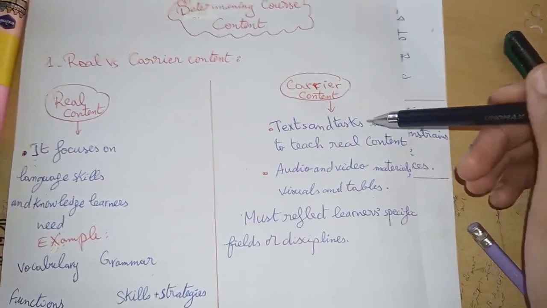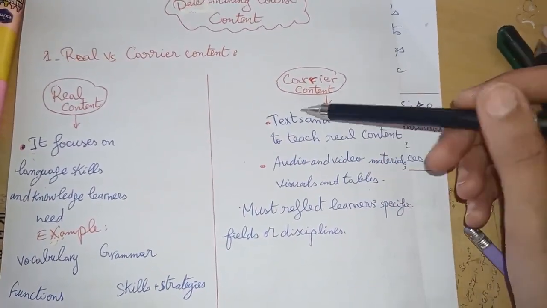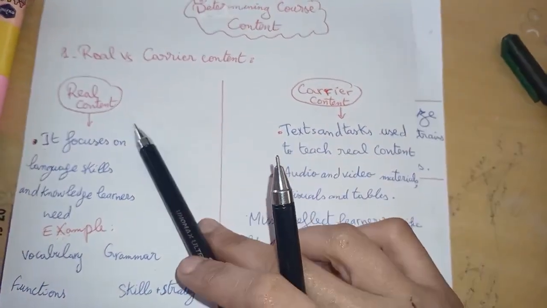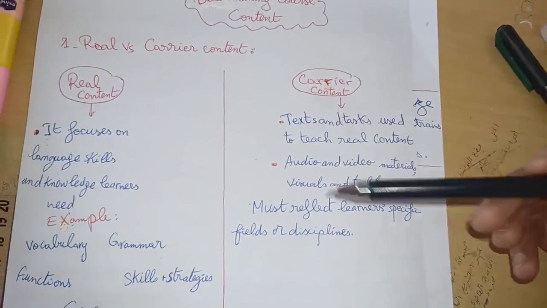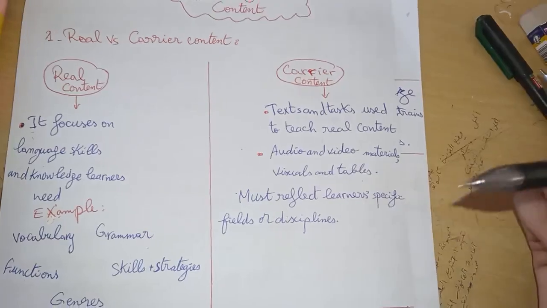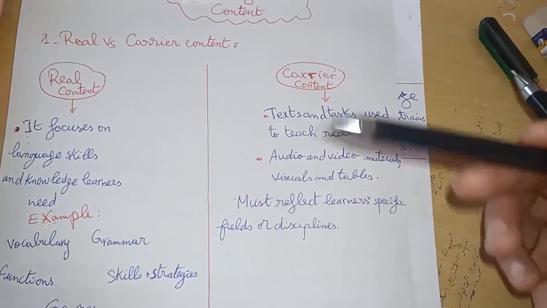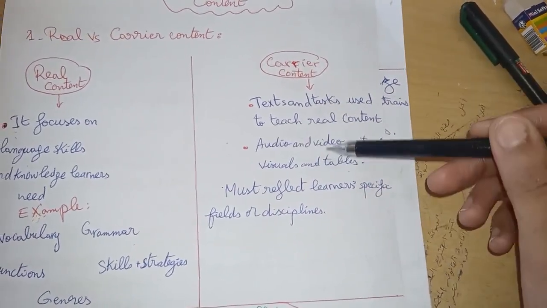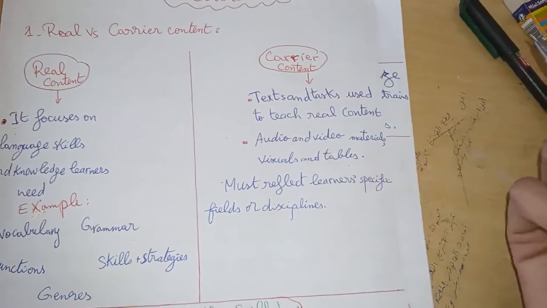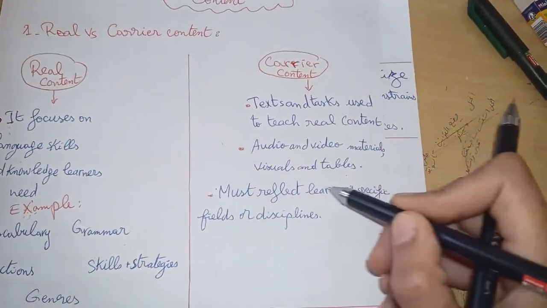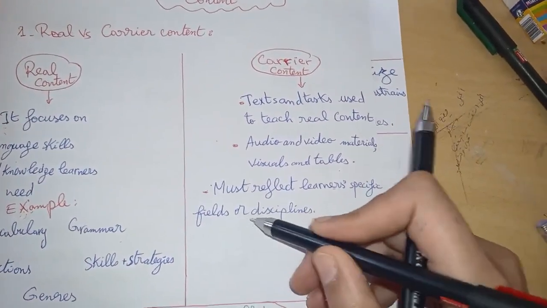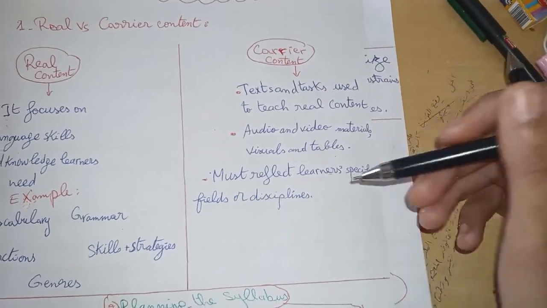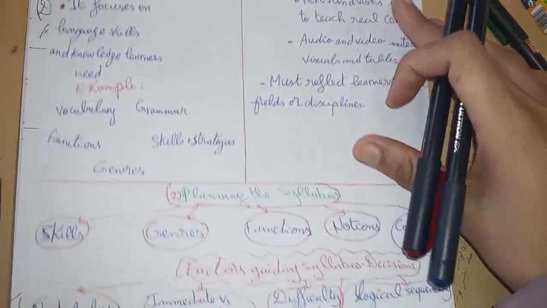Also, we have career content, in which we say the texts and the tasks used in real content, we need them. And also, there is a varied way of learning, for example, audios, videos, visuals, and tables. It must also reflect learners' specific fields or disciplines. Career content must be relevant to their fields and disciplines.